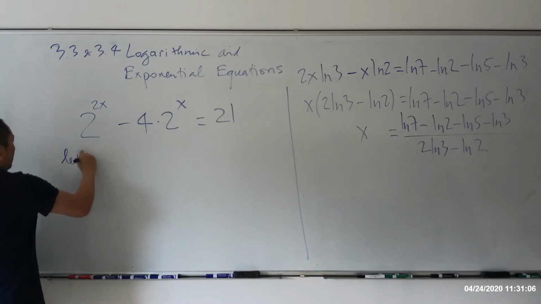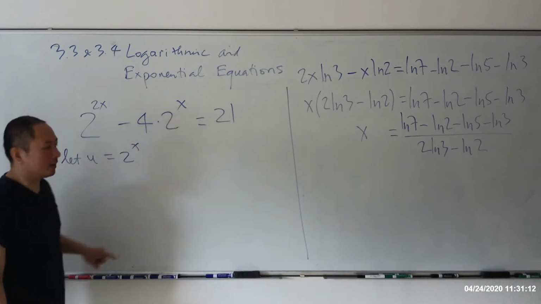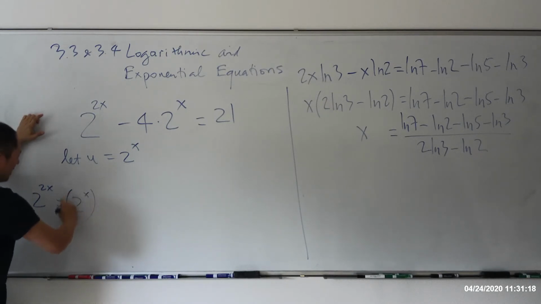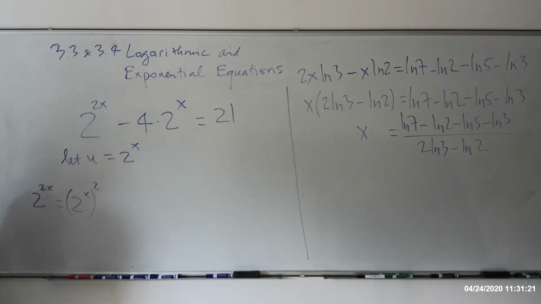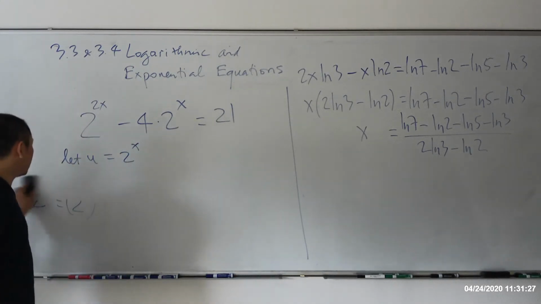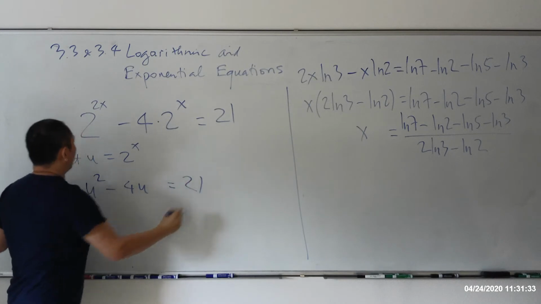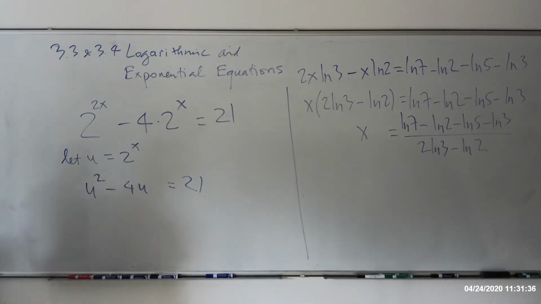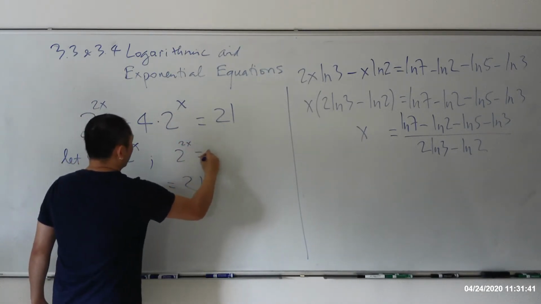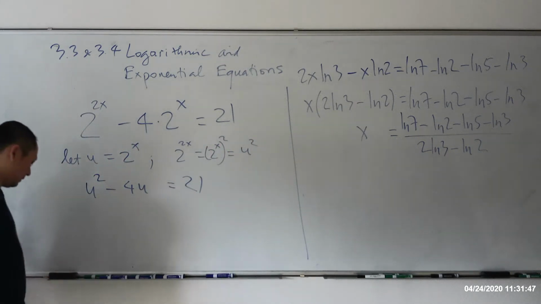We let u equal 2 to the x. You see why? Because if you let u equal this, this is 2 to the x, right? And this is 2 to the 2x. 2 to the 2x is the same thing as 2 to the x, everything squared. Multiply the exponent, all right? This becomes u squared. So if you let u equal 2 to the x, this problem becomes u squared minus 4u equal to 21. Let me write it in here, make sure that you guys see it. 2 to the 2x equals 2 to the x squared, which is u squared. And then you see a quadratic.